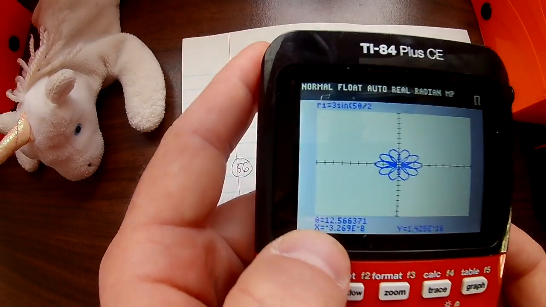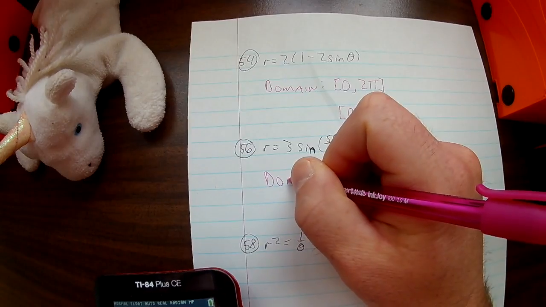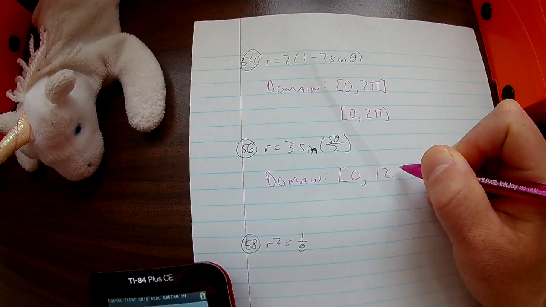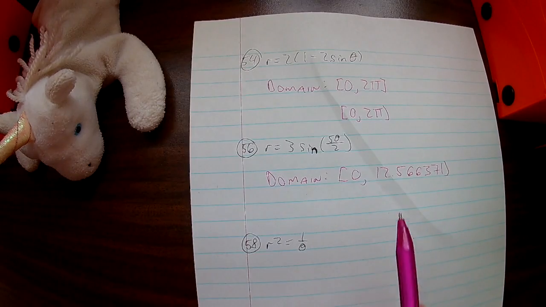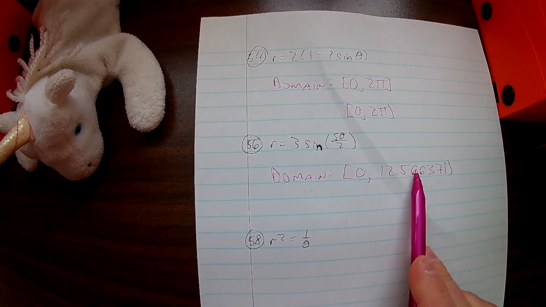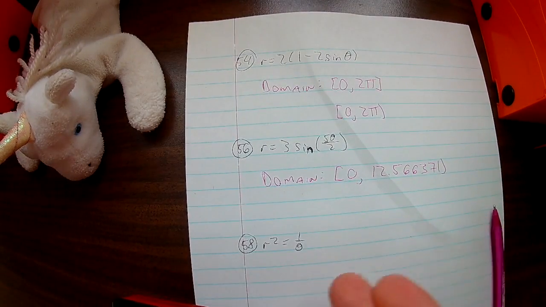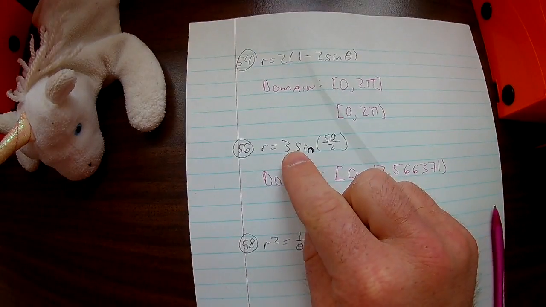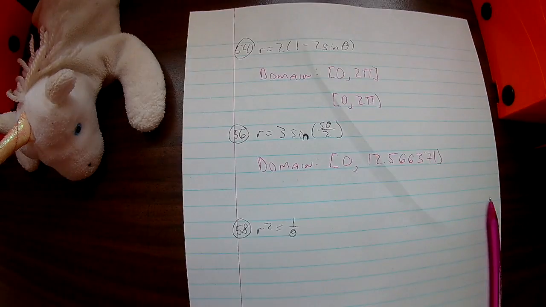I'm at 12.566371. From 0 to 12.566371. I hope somebody is jumping out of their skin right now to recognize that this is not actually accurate. This is a rounded form of the answer. All of these are going to have domains that are similar. They're multiples of pi is really what we're looking at, because we're looking at the periodic nature of these trig functions, which have multiples of pi as their periods.